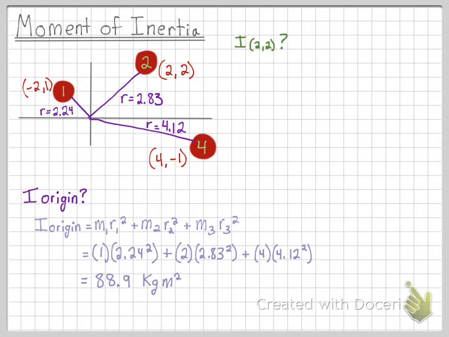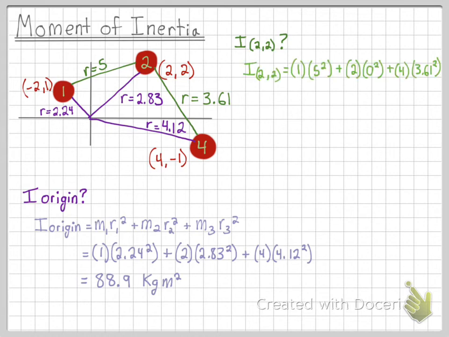Now let's find the moment of inertia around the point (2, 2). The distances to the two other masses are again found with the Pythagorean theorem, and we're going to sum these masses times their distances squared. Notice how the distance to the 2 kilogram mass is 0 since we're choosing this to be our fixed axis of rotation. We then find that this moment of inertia is equal to 77.13 kilogram meters squared.